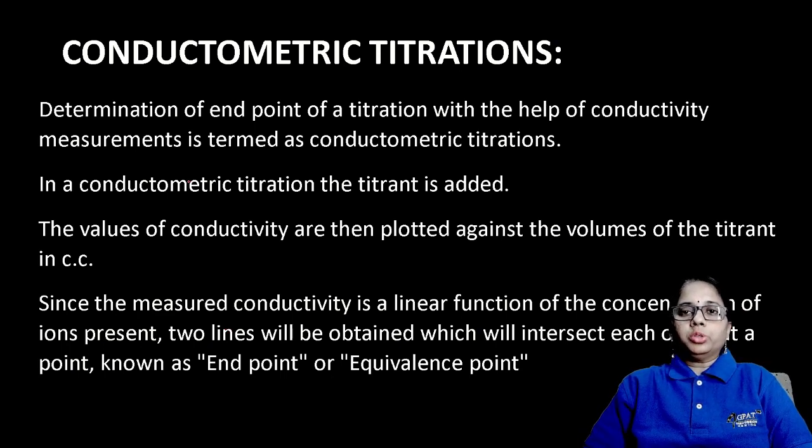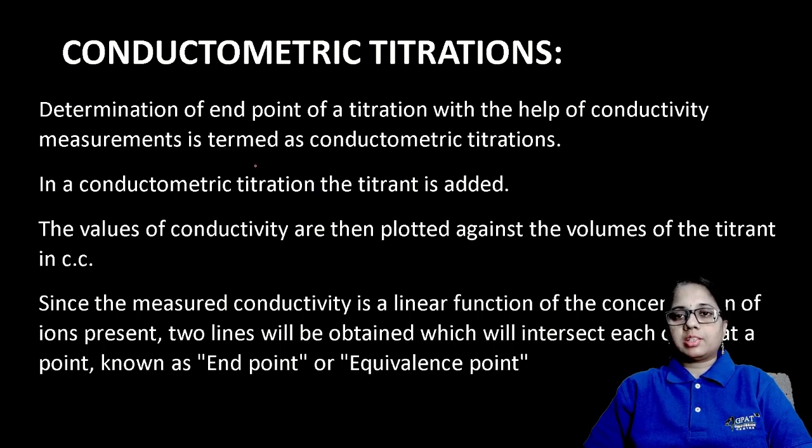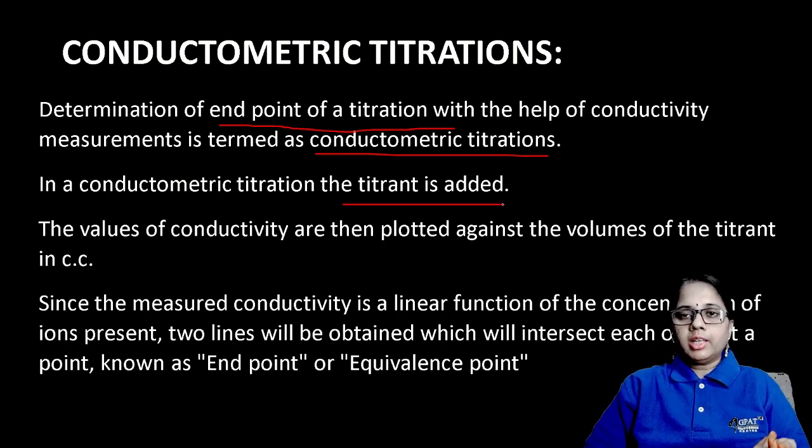Now, how are we going to determine the conductance by using different types of conductometric titrations? Determination of the endpoint of a titration with the help of conductivity measurements is termed conductometric titration. So we are going to determine the endpoint of the titration. How do we do this in a conductometric titration? The titrant is added, similar to the basic concept in titrimetric analysis.